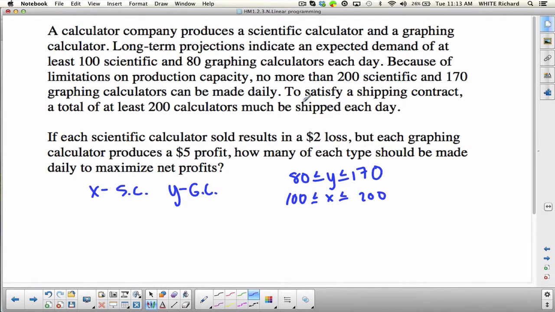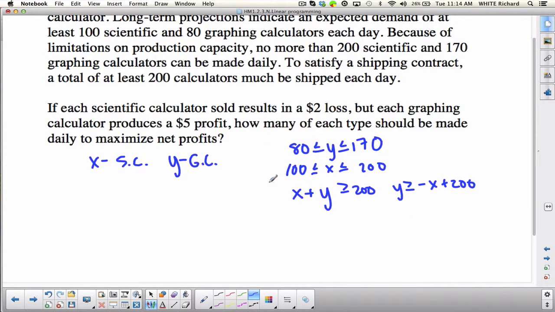Now to satisfy the shipping contract, a total of at least 200 calculators must be shipped every day. So now we've got another equation. 200 calculators, we don't know which ones. So X plus Y is greater than or equal to 200. We can also write that as Y is greater than or equal to negative X plus 200.